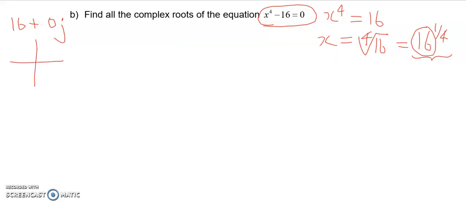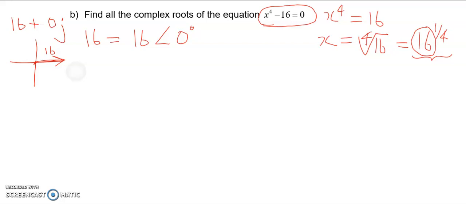Just think of your real axis and your imaginary axis. Where would 16 plus 0j end up if you were to graph it? Well, it starts from 0, 0, the origin, and it points exactly along the positive real axis. The length of that vector is 16, and the angle that it forms is 0 degrees. So 16 is actually the same as 16, angle symbol, 0 degrees. There's the number in polar form. So that's what we need to take the fourth root of.